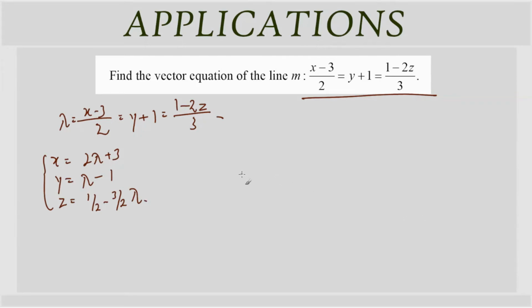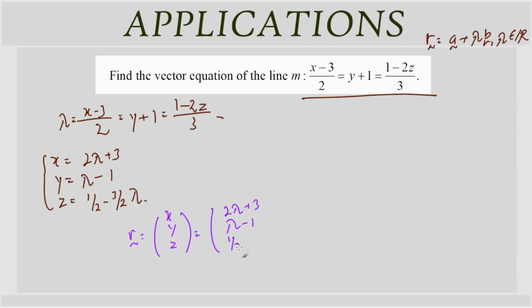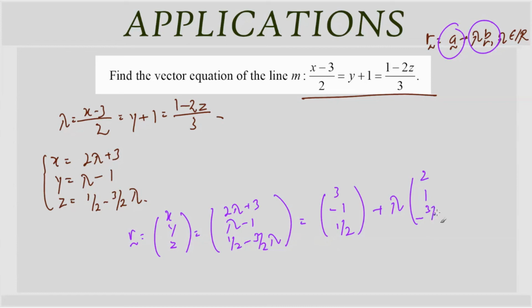Right, you want to change this to the form of r is equal to a plus lambda b, lambda a real number. So you need to get this sort of a vector equation now. You have r is equal to x, y, z. So you just write out whatever you have here first. 2 lambda plus 3, lambda minus 1, half minus 3 over 2 lambda. And you realize that a is without the lambda term and b is all the lambda terms. So you have 3, negative 1 and half. So that settles all the non-lambda terms plus lambda times 2, 1, negative 3 over 2.